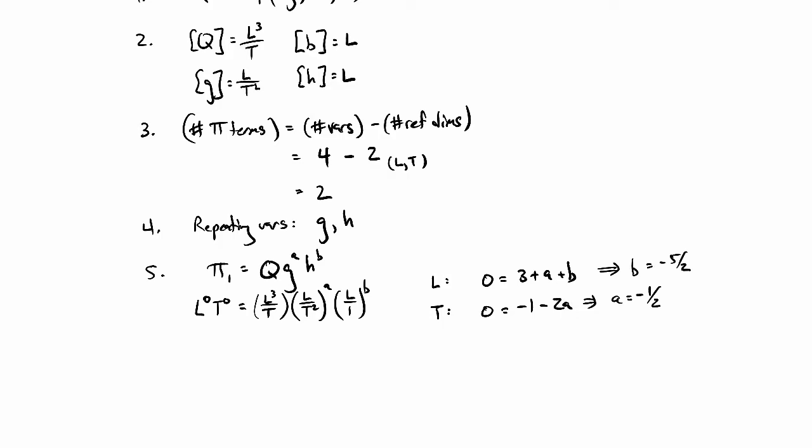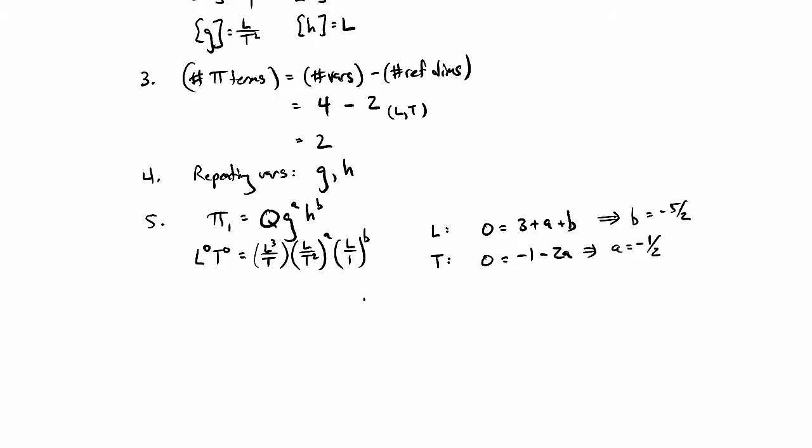I've done that correctly. So then our first pi term will be Q times G to the minus 1/2 times H to the minus 5/2, or we'll just write it a little more compactly as Q over square root of G, H to the 5th, the whole thing square rooted. So that's our first pi term.